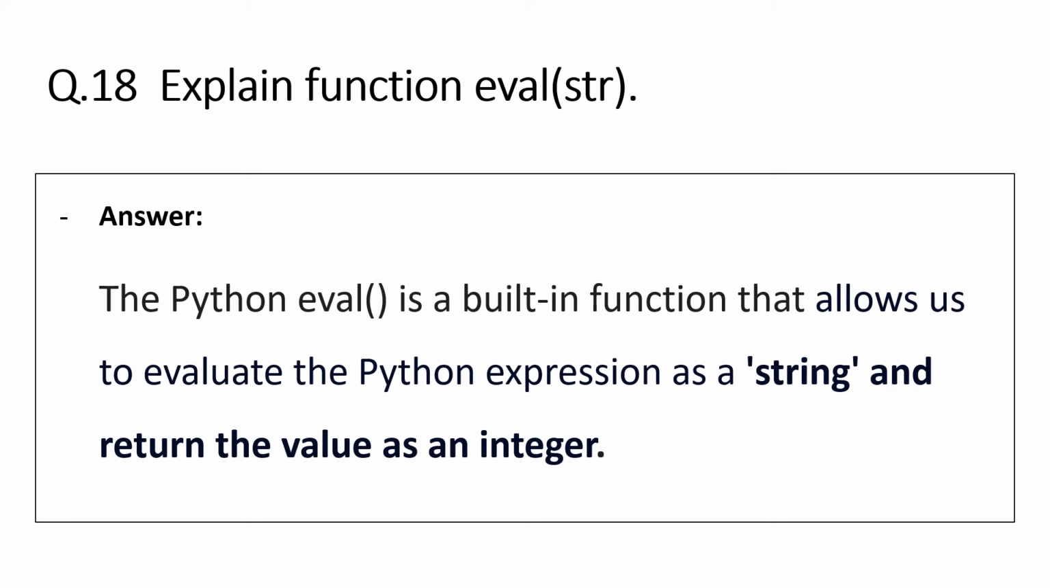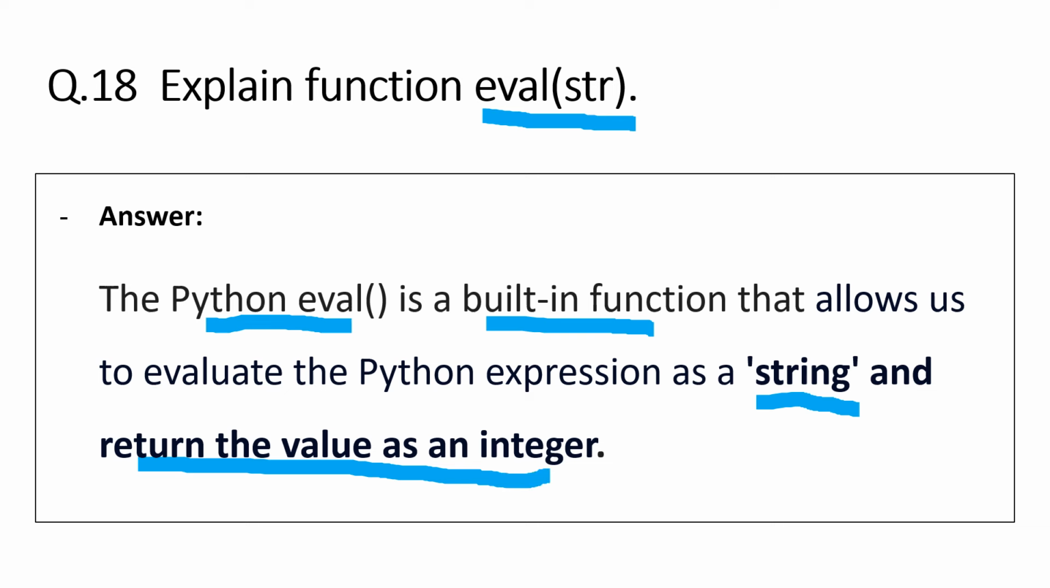The next is question number 18. Explain the function eval string. The Python eval is a built-in function which allows us to evaluate a Python expression as a string and return the value as an integer. So it is a built-in function of Python that allows you to evaluate a Python expression as a string. str stands for string, and it returns the value as an integer.